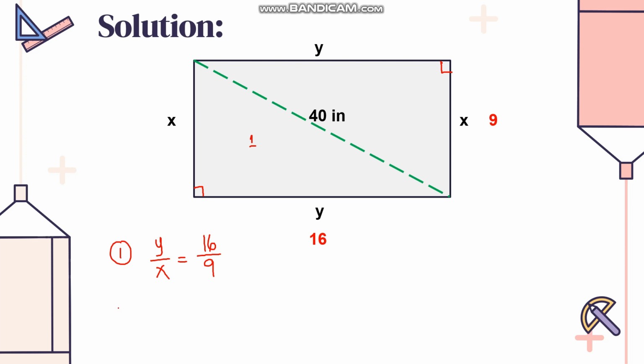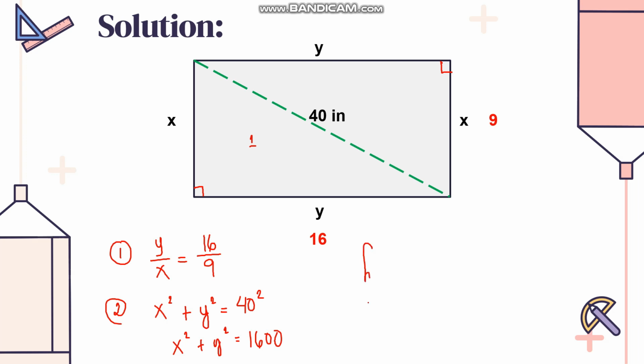That will be x squared plus y squared equals 40 squared. Now, x squared plus y squared follows the Pythagorean theorem, a squared plus b squared equals c squared. You're adding the squares of the legs, and it should be equal to the square of the hypotenuse, which is 40 squared. Now, this equation number 2, we can also write as x squared plus y squared equals 1,600.